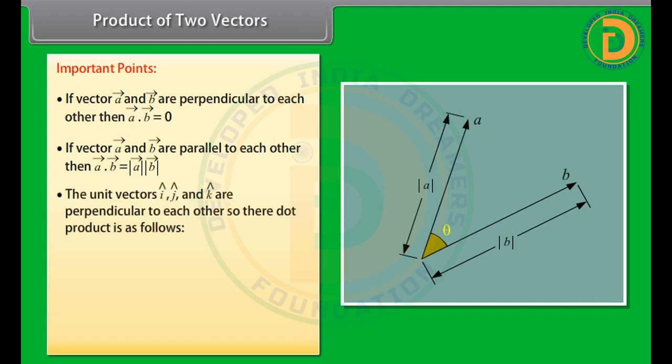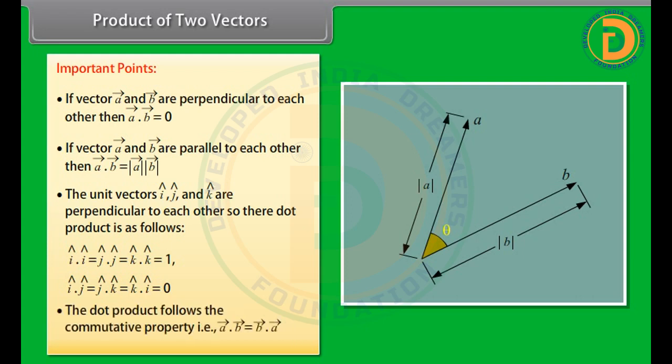The unit vectors i cap, j cap, and k cap are perpendicular to each other, so their dot products are as follows. i dot i equals j dot j equals k dot k equals 1. i dot j equals j dot k equals k dot i equals 0.